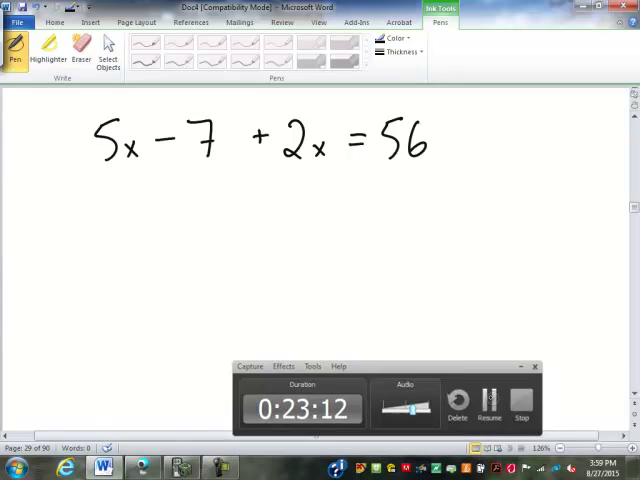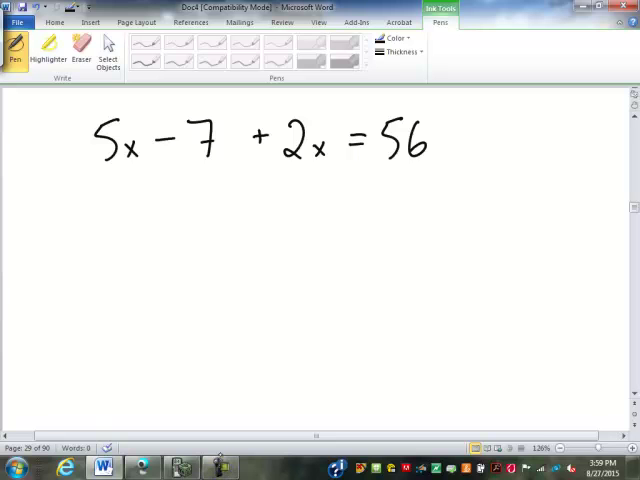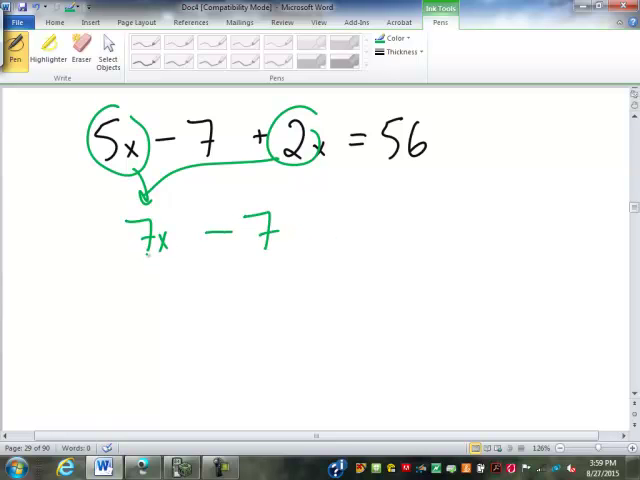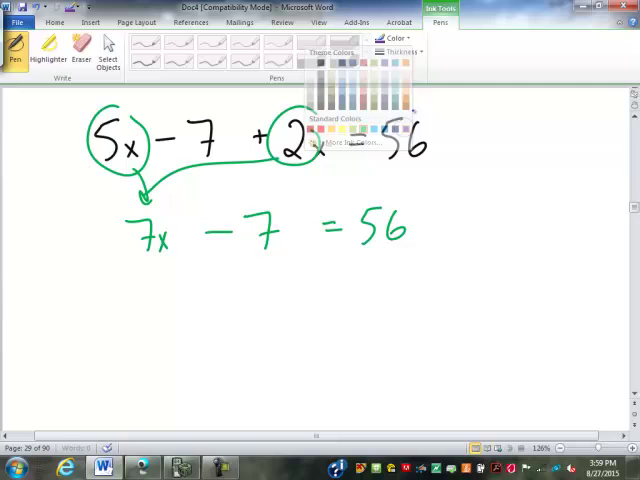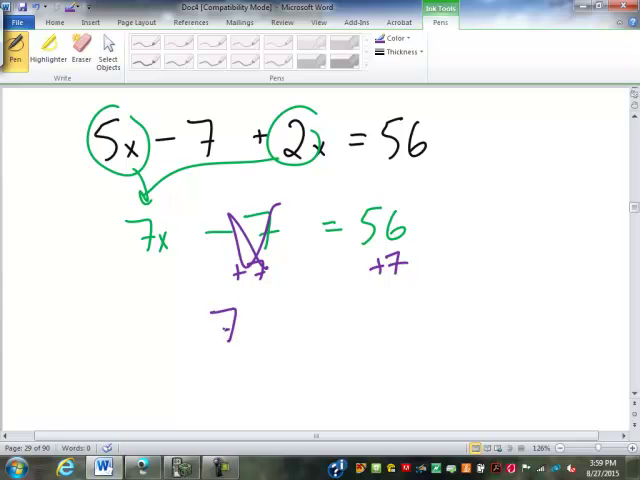I'm going to have you guys try this one in your notes. Again, if you get done before we go over it, feel free to plug it back in and double check it. Okay, so where do we start? Yes, we're going to combine the 5x and 2x, which make 7x. Good, so we got 7x, we still have the minus 7, which equals 56. And then add 7. Good. That's gone. We have 7x equals 63. And then divide by 7. So x equals 9.